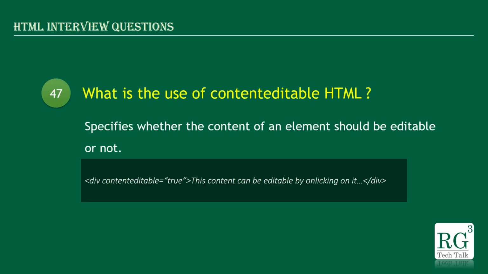Question number 47. What is the use of contenteditable in HTML? Contenteditable is nothing but, like, you will be having one paragraph of text. If you click on that particular paragraph, you can just start typing. So it's nothing but inline editing. In this you can use contenteditable equals to true. This equals to true is not mandatory; you can directly use contenteditable. This content can be editable.